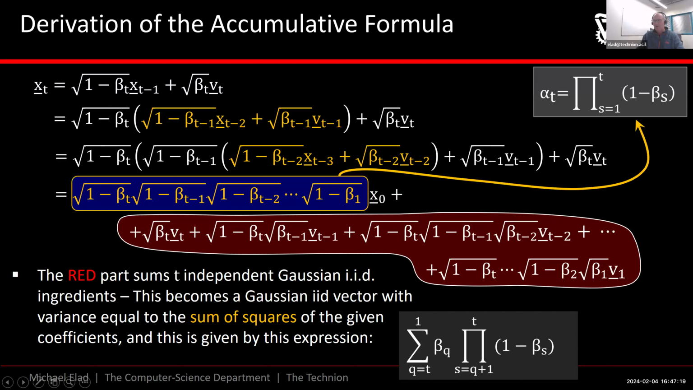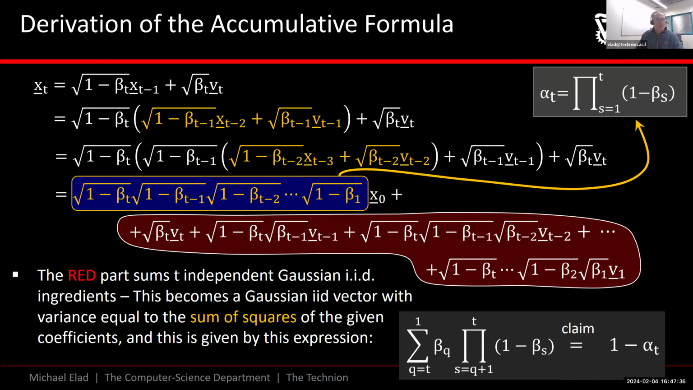This is the expression. And I'm claiming that this is exactly 1 minus this alpha t. And if this is true, I'm getting exactly the formula I've shown you. So let's prove that this is exactly 1 minus alpha t. How would you go about proving it? What do you think? Induction. Any idea?